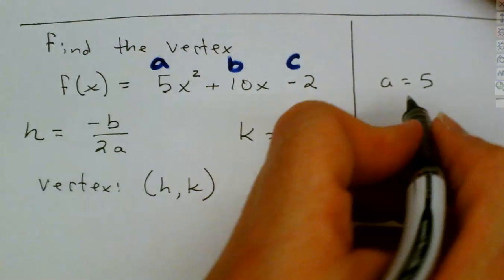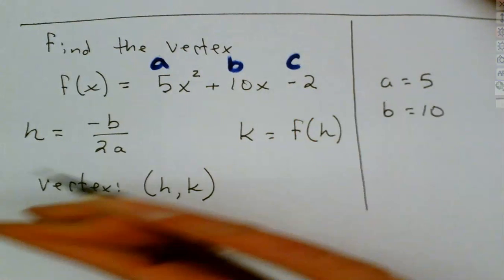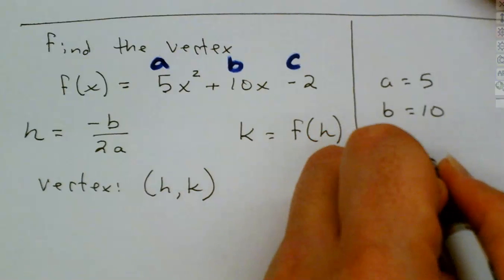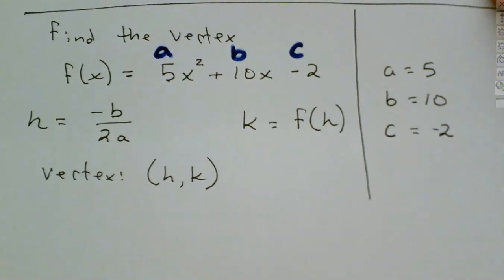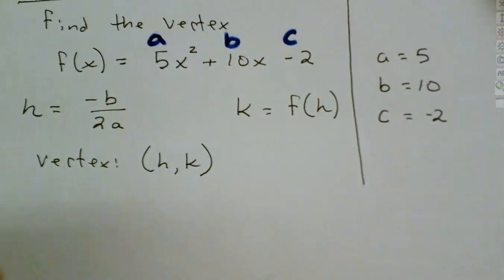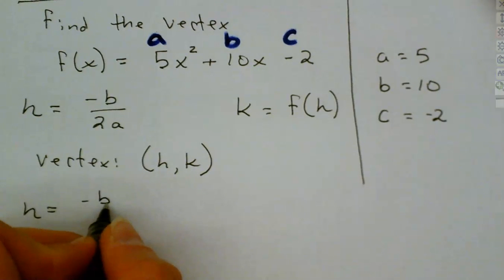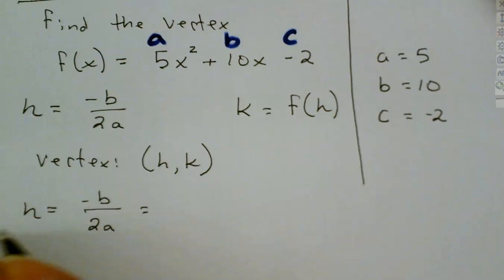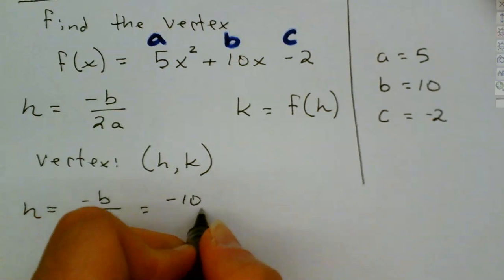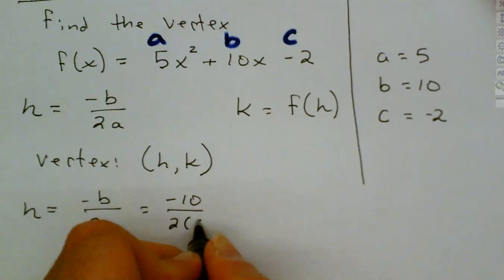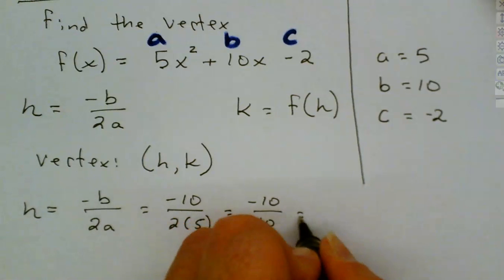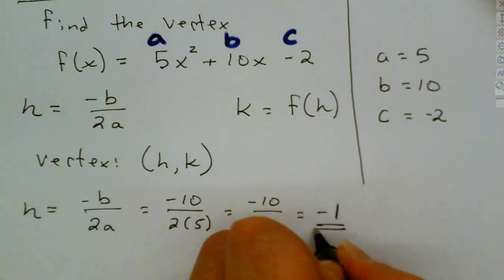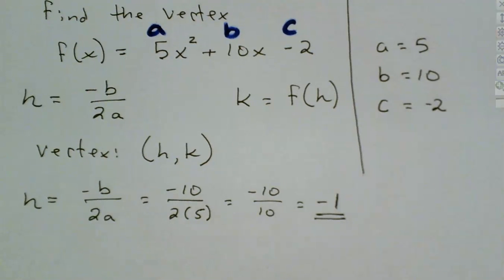So a is 5, b is 10, and c is negative 2, right, from our formula. Okay, so let's find our vertex. Now let's use our formula for h. So h is minus b over 2a, and that's going to be minus 10 over 2 times 5, which is then minus 10 over 10, which is then a what? Minus 1. Is everyone okay with that?